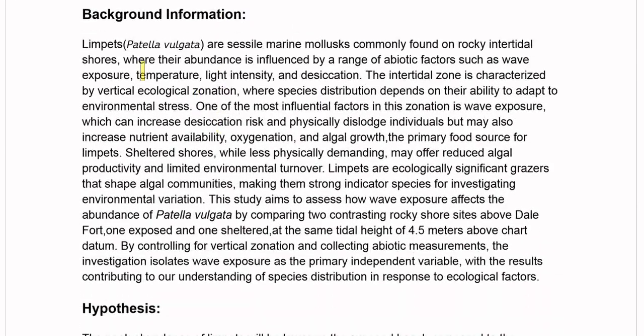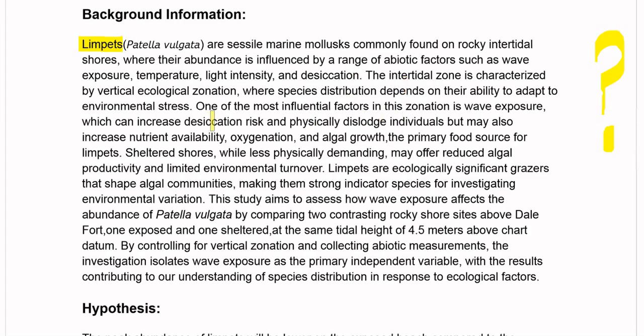Looking at your background information, I believe you really should have an image, cited of course, of your limpet species. Some good information here, but whereabouts are the in-text citations? We use MLA, we expect it.